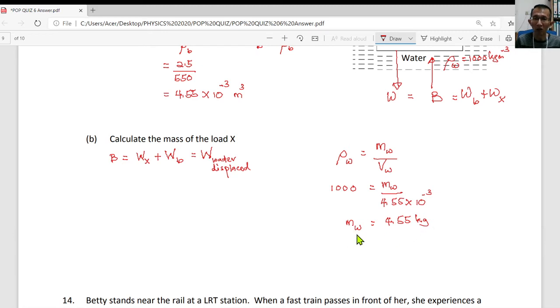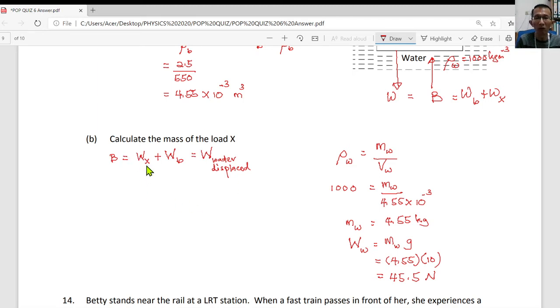So I have the mass of water. So can I now find my weight of water displaced? Can, right? My weight of water displaced equals the mass of the water displaced multiplied by the gravitational acceleration. So here we have 4.55 multiplied by 10. So you will end up with 45.5 Newton. So this is the weight of the water displaced. Alright, so let us go back to this equation here.